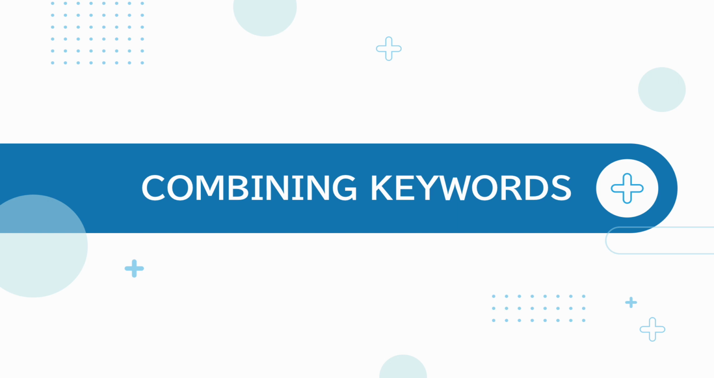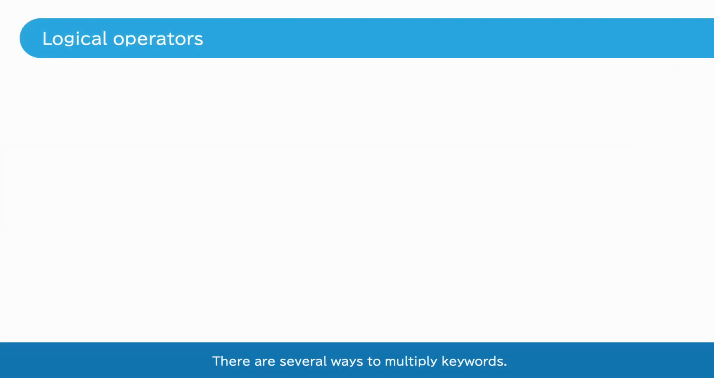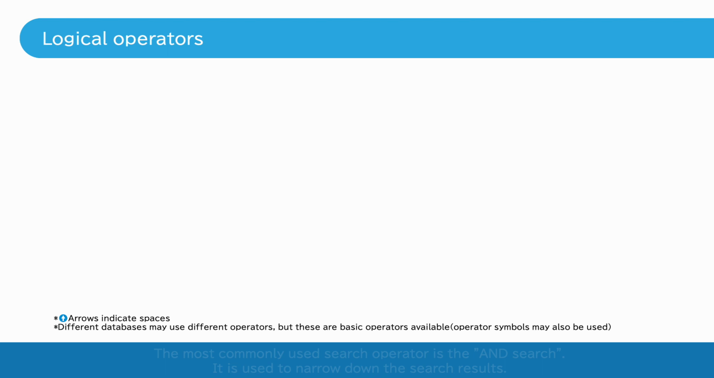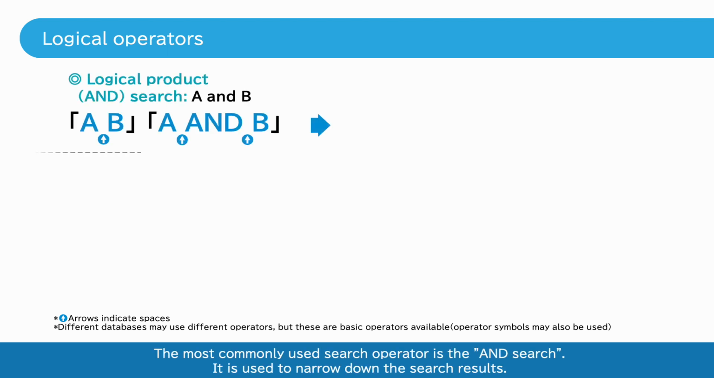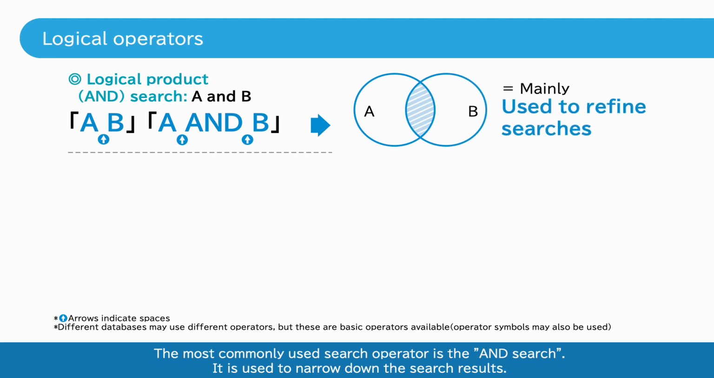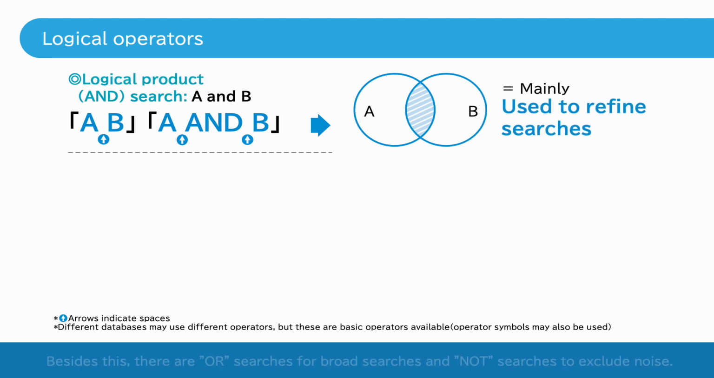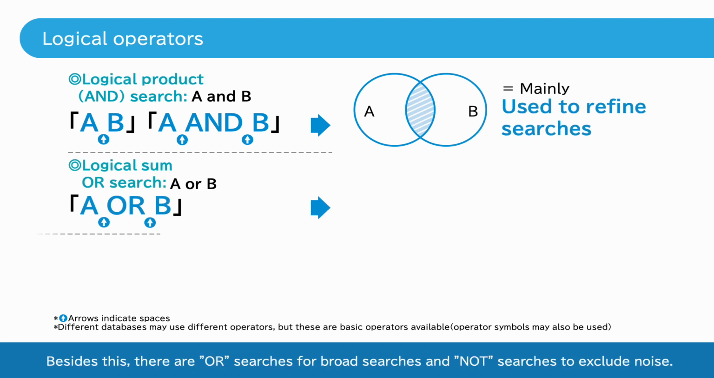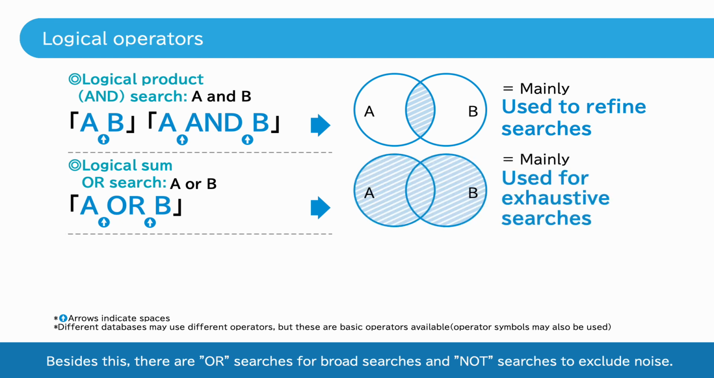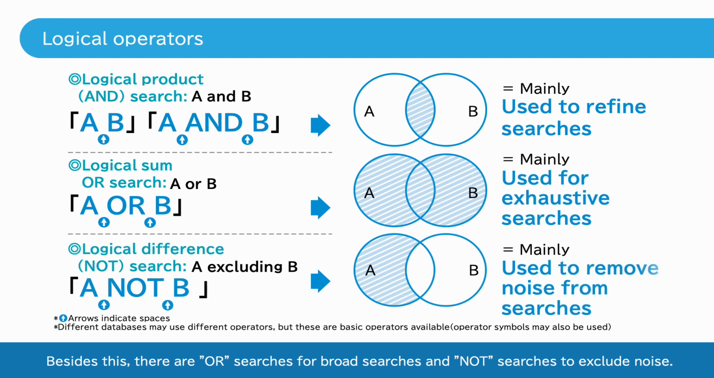Now, what about when you search for 2 or more keywords or a combination of keywords? There are several ways to multiply keywords. The most commonly used search operator is the AND search. It is used to narrow down the search results. Besides this, there are OR searches for broad searches and NOT searches to exclude noise.